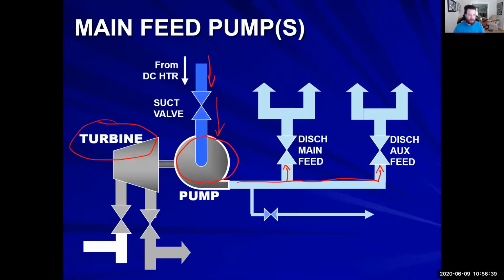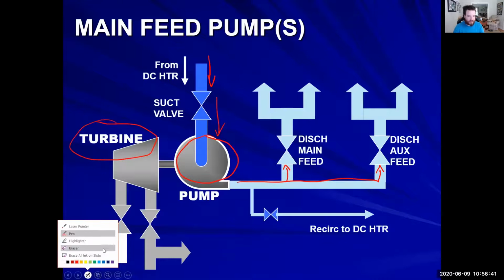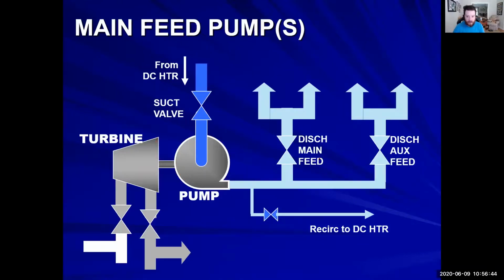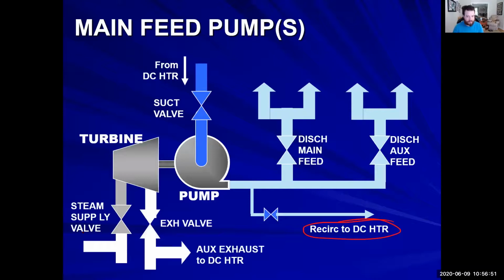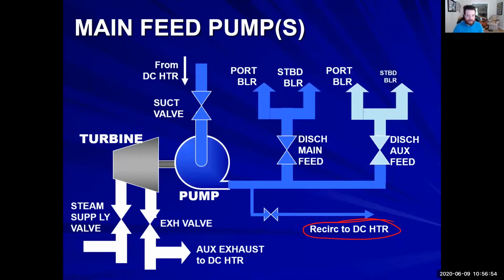So we go from our DC heater. We open up our suction valve. We start up our pump. We can recirc to our DC heater down here. We have our steam supply. It's steam driven like I've talked about. All right. So both your main and your auxiliary will be able to go into your port and starboard boiler, just like I've talked about. Both will be operating at the same point, but both will have a main feed line and an auxiliary feed line.